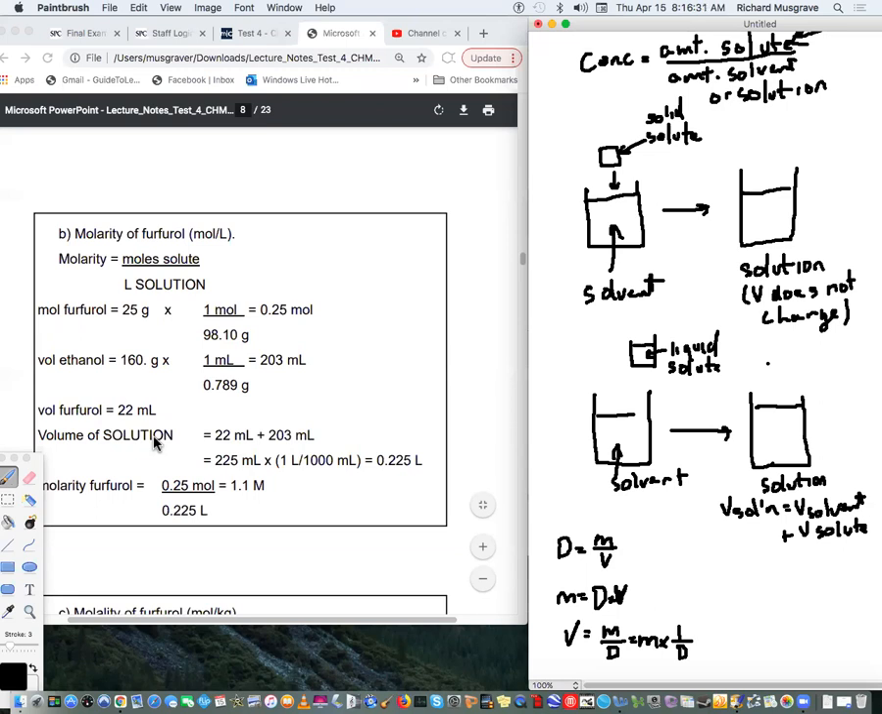That's the most common error students make, forgetting to take into account the liquid. I always tell people to think about Alka-Seltzer in water, how it doesn't really change the volume. But if you take a liquid and add it to water, it does change the volume of the solution.